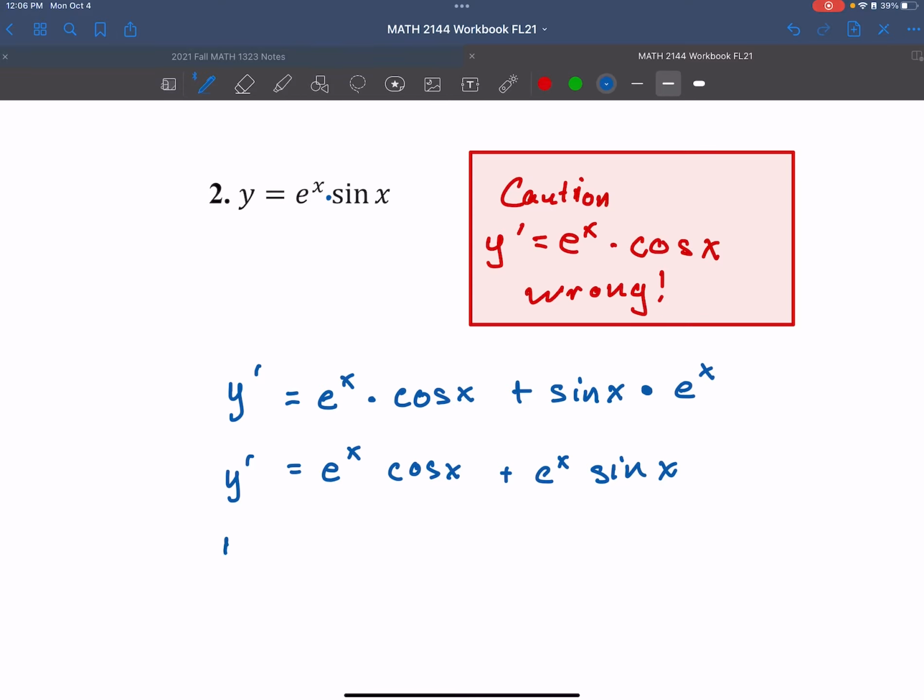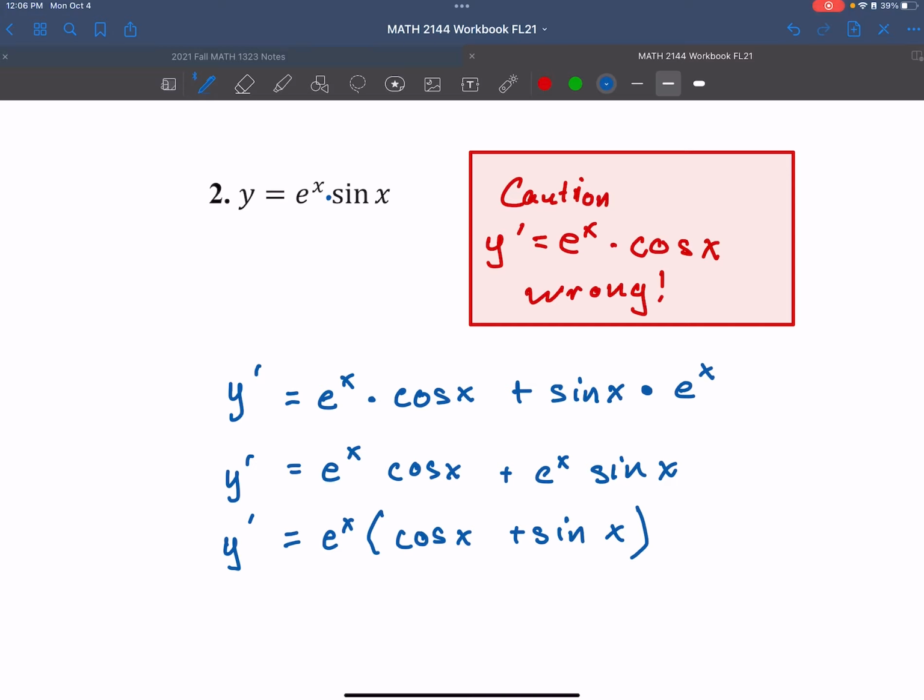Or if you're feeling like some factoring, you can pull the e to the x out and be left with e to the x times cosine of x plus sine of x. Just if you felt like spitting some facts or something. Some facts. Okay, factoring. There's a stretch.